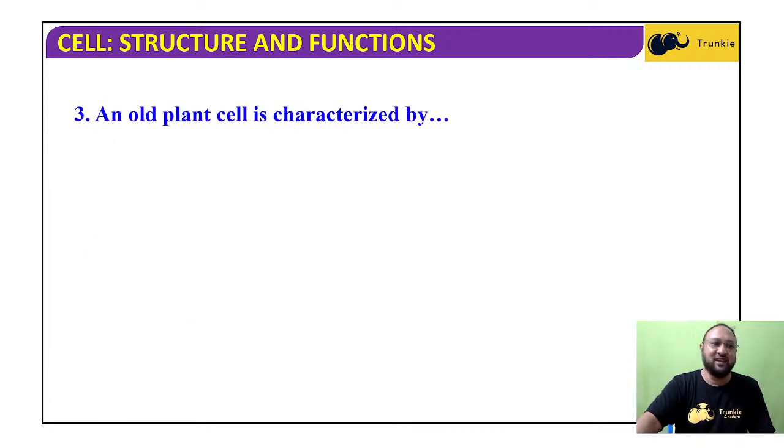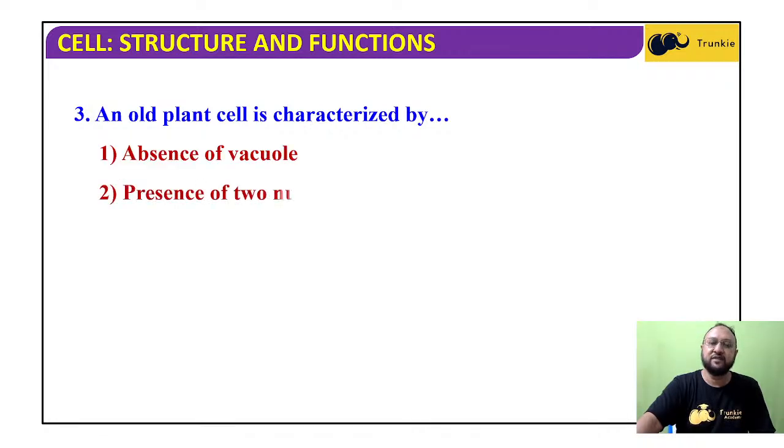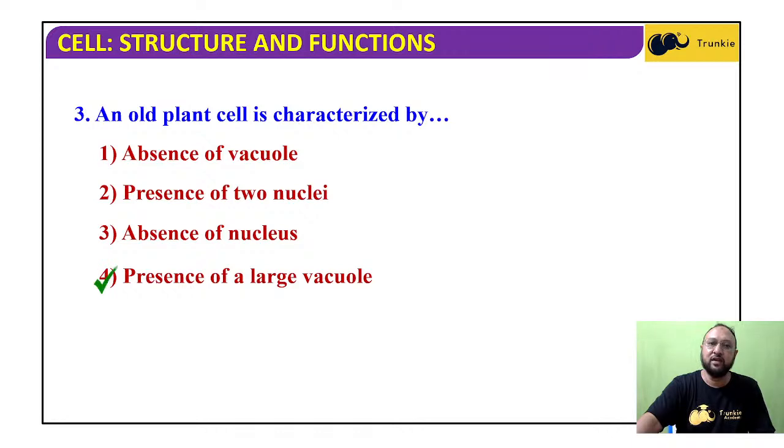An old plant cell is characterized by absence of vacuole, presence of two nuclei, absence of nucleus, or presence of large vacuoles. It is the presence of large vacuoles, because when the old plant cell matures, a large vacuole will be present, since there has to be some osmoregulation. Large vacuoles are present in the matured plant cell, and in a plant cell which has just divided and newly formed, there will be no large vacuoles. There may be absence of vacuole, and slowly there will be a small vacuole, and as it matures, it will have the large vacuole.